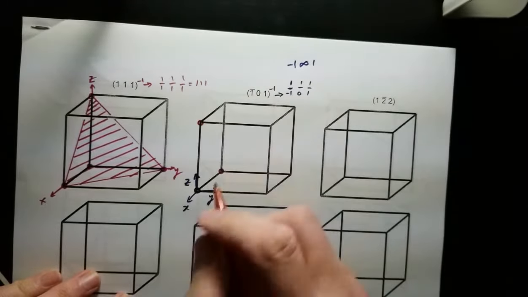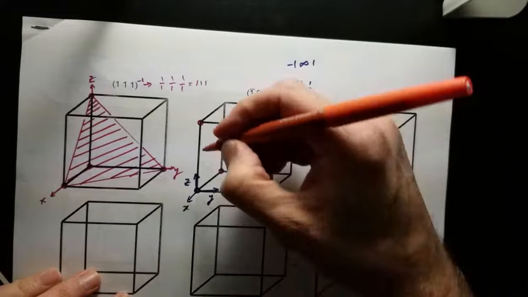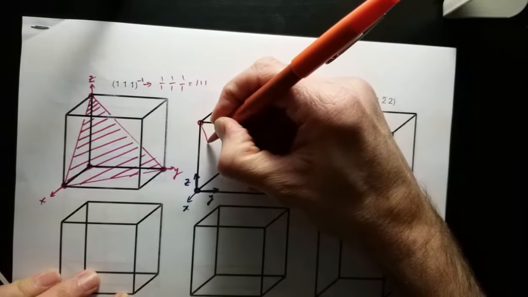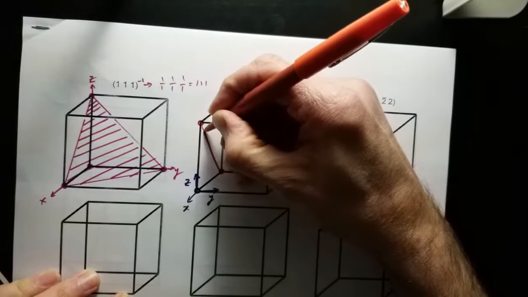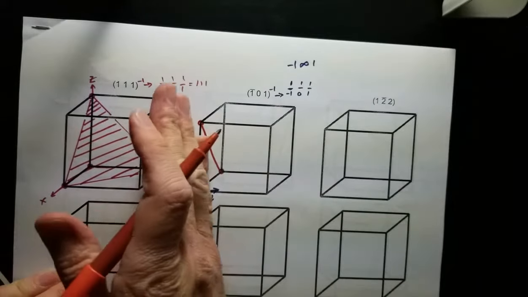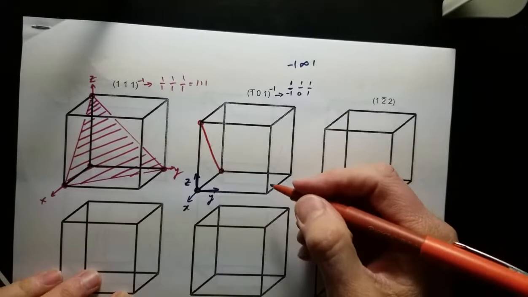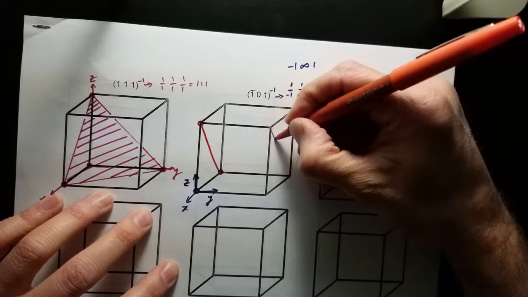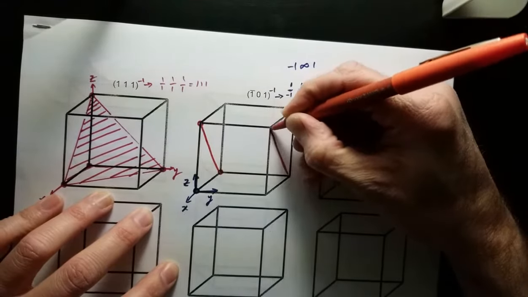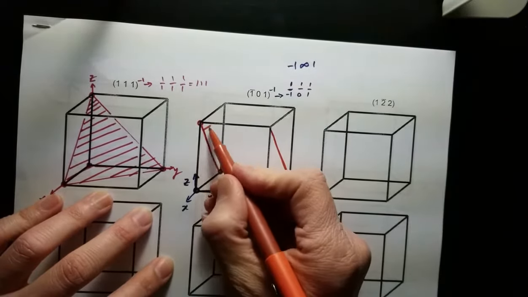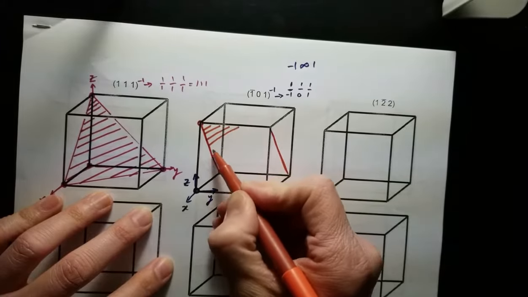So that's the intercept. If I've got some plane where that's part of my plane, and it goes all the way out to infinity, well, that means that my plane is actually defined by this.